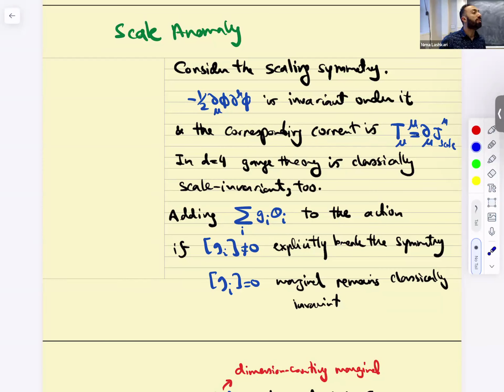Good. What's the dimension of T mu mu? What's the dimension of T mu nu, the stress tensor? That's easy to answer. What's T00? Energy density. What's the dimension of energy density? Space-time dimension, D. So here's one important lesson. The stress energy tensor is always a dimension D operator in the theory. Always.